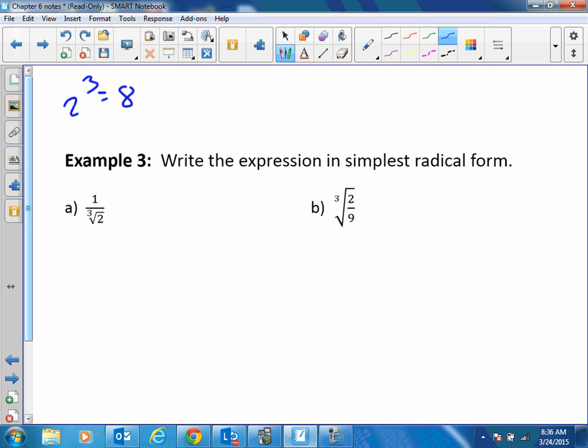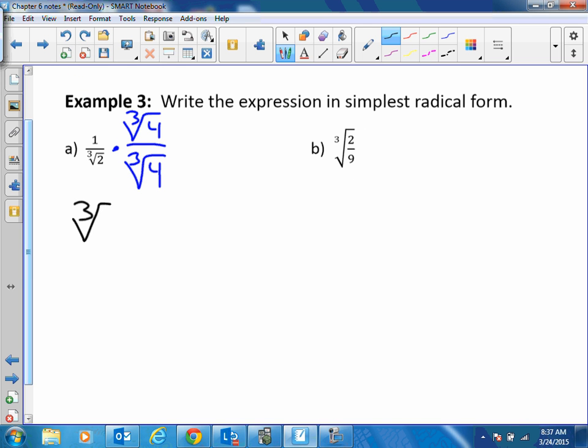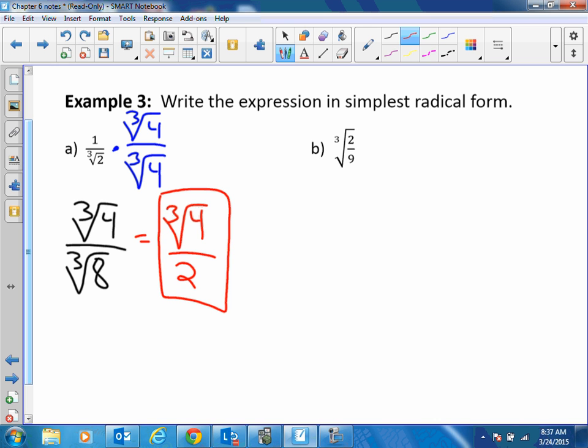So what times 2 equals 8? It's 4. So I'm going to multiply by cube root of 4 over cube root of 4. Okay, so on top I'd have cube root of 4. On bottom, 4 times 2 is 8, so I'd have a cube root of 8. Then I can simplify that. It'd be the cube root of 4 over, what's the cube root of 8, is 2. And that would be my answer, and I've rationalized the denominator.